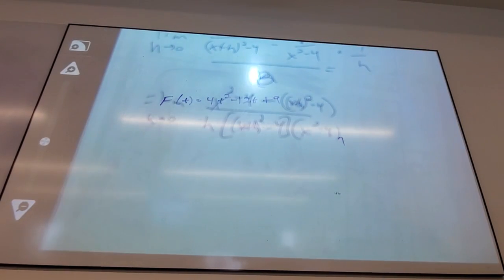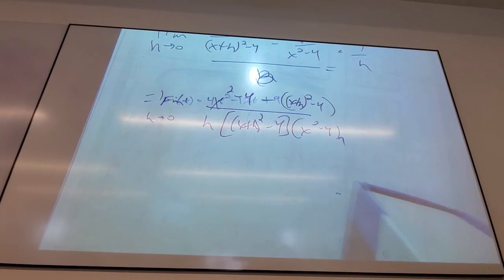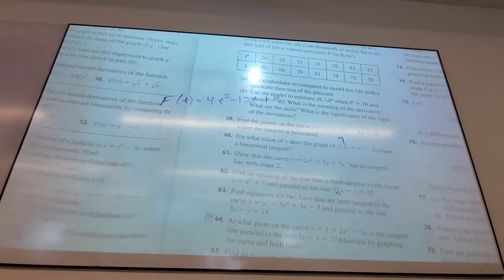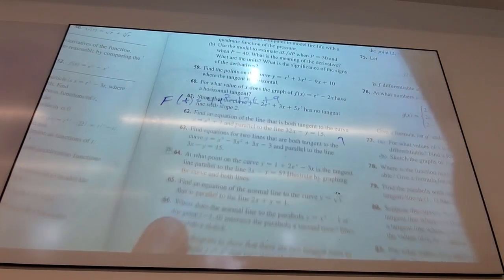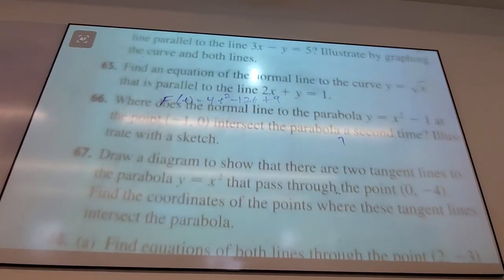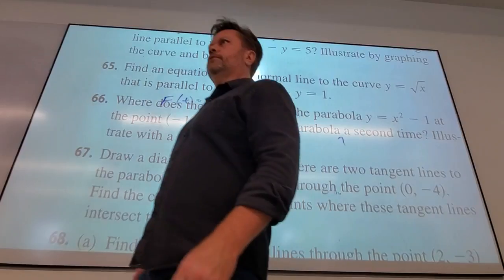All right, guys. Anything else? One more. Yes, number 66. This one here? All right, so quick definition. Did anybody try this problem and look up what normal means?